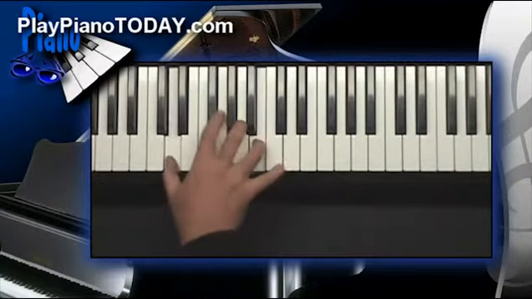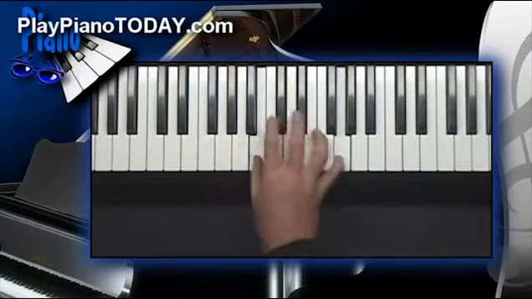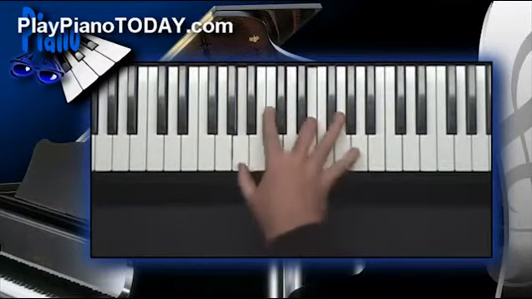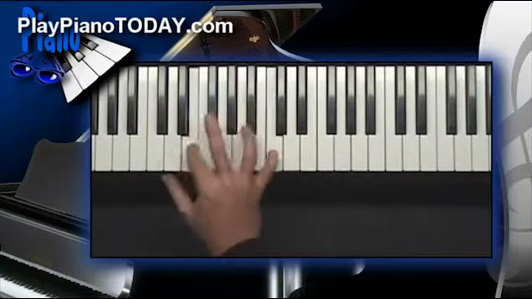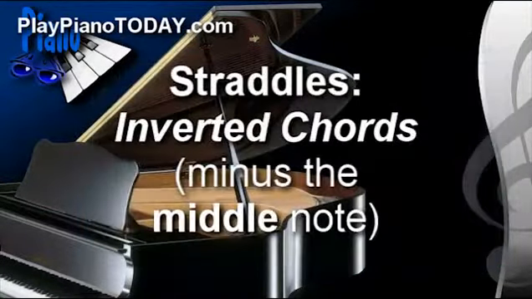Or you can go back and forth, right? Here it is on A minor, nice and low, or D. Remember, I'm simply playing up and down the keyboard anywhere I want and inverting whatever chord I'm playing and leaving out the middle note to create fantastic sounding straddles. Let's use this now in the song.